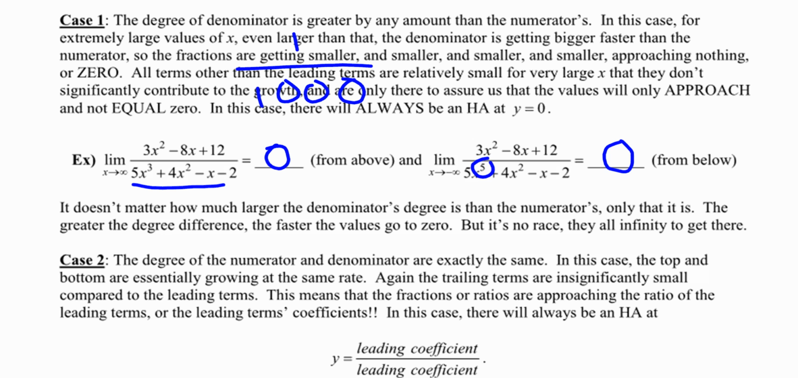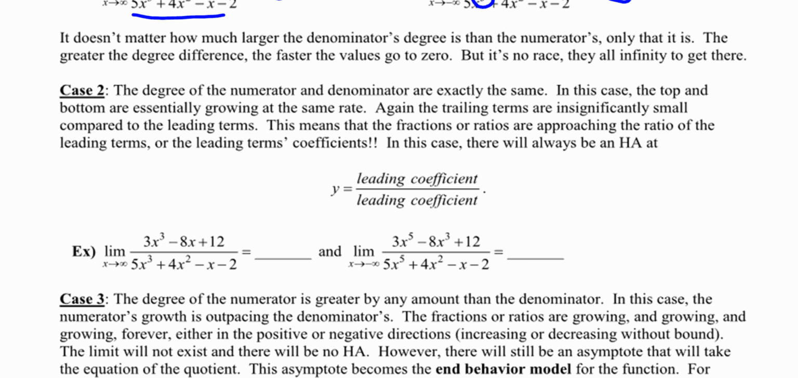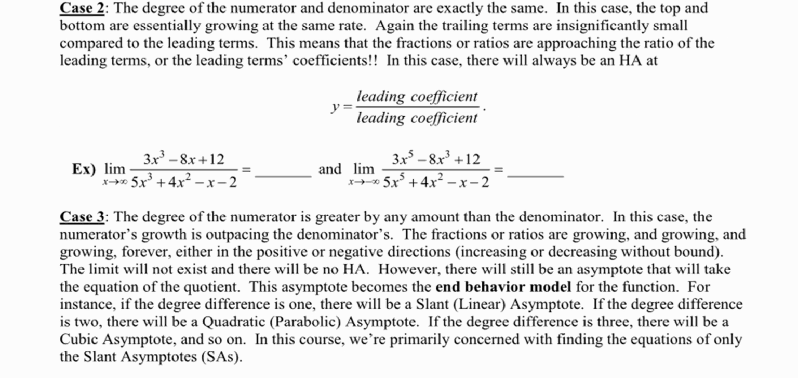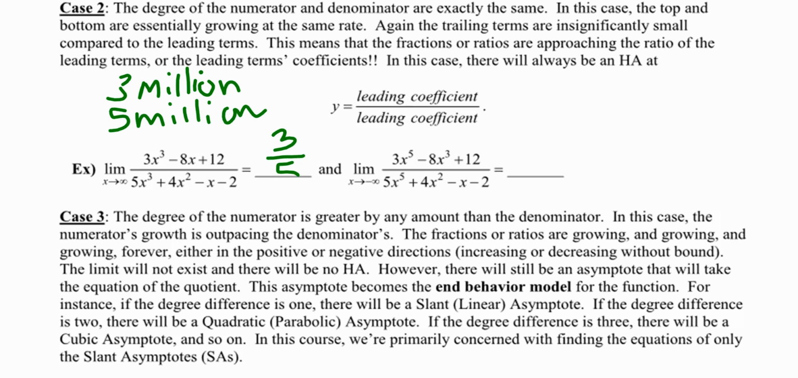This highest power is 5. This one's 2. x to the 5th grows so much faster than x squared. Okay, another case, the degree of the numerator and denominator could be exactly the same. If that's the case, then they're growing at the same rate. So for this first example, it's like you have $3 million over $5 million. And for that, you just take the ratios of the lead coefficients. So this one is going to taper off around 3/5.